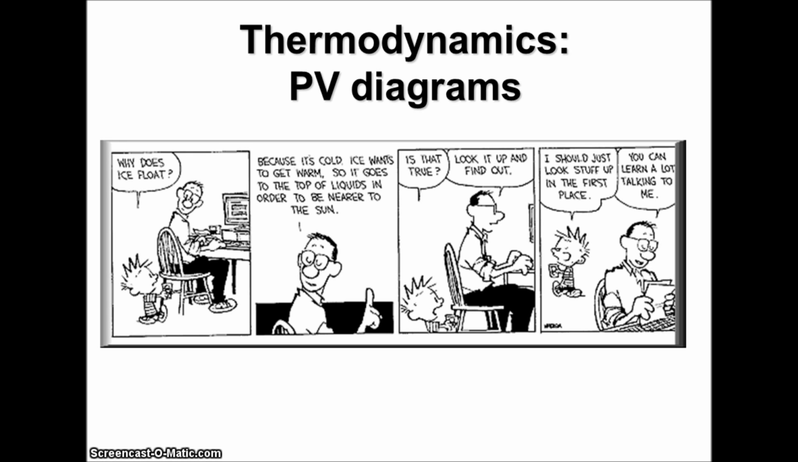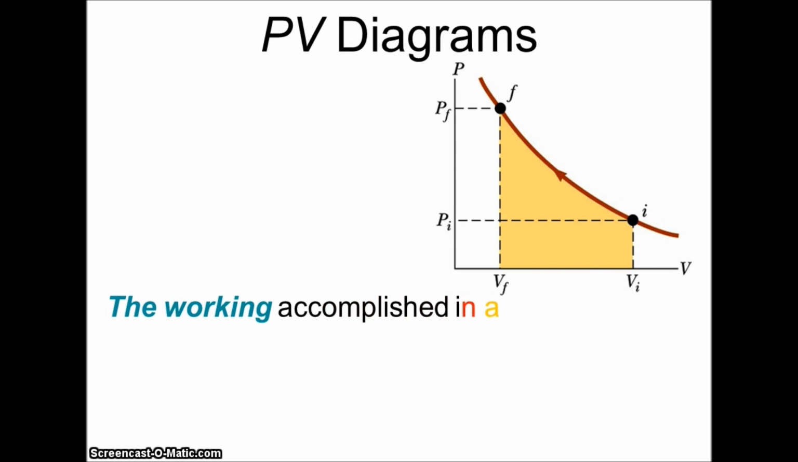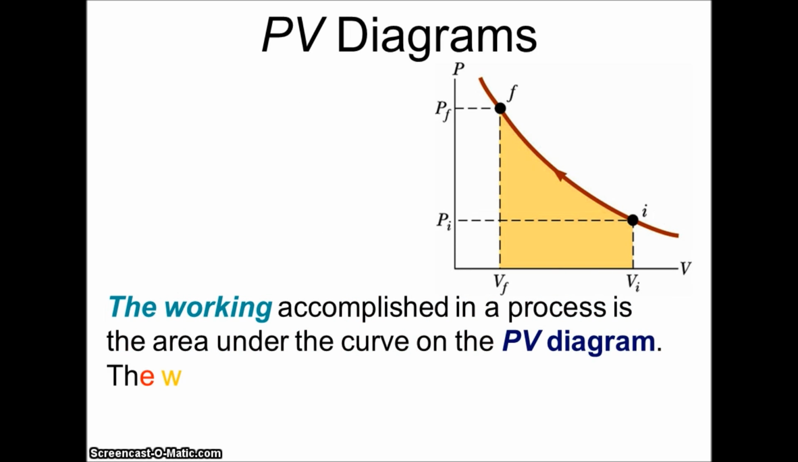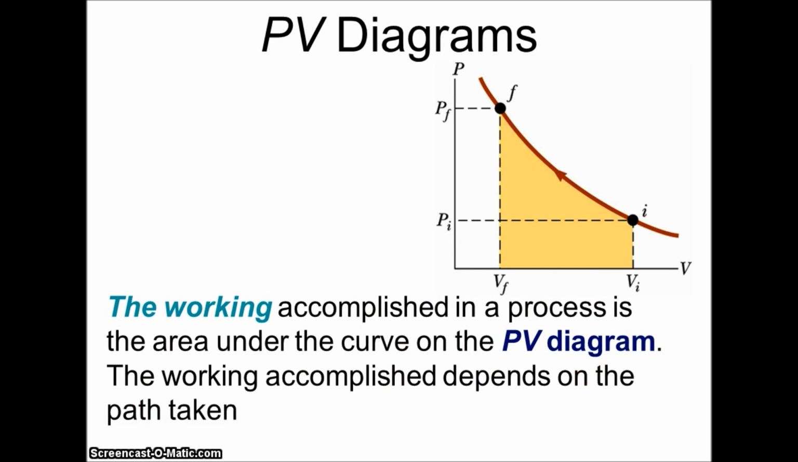And you need to know the different processes: the isobaric, the isothermal, the adiabatic, and the isovolumetric, or sometimes it's called isochoric. So here we're looking at a PV diagram. Notice P along the vertical axis and V along the horizontal axis.